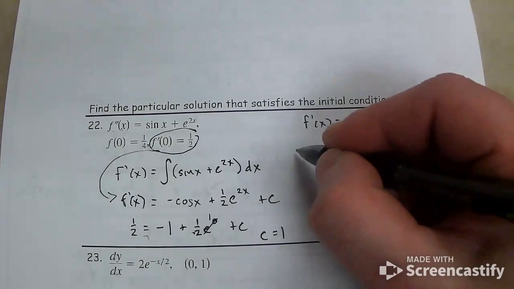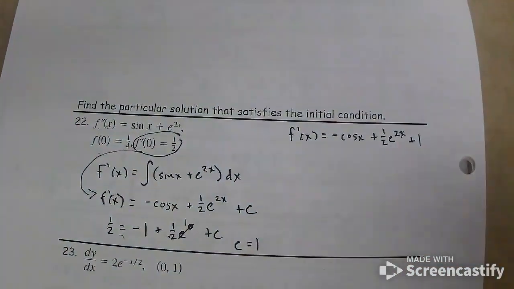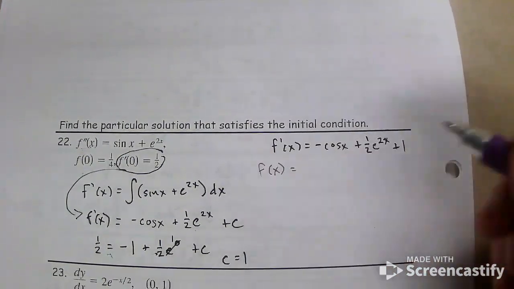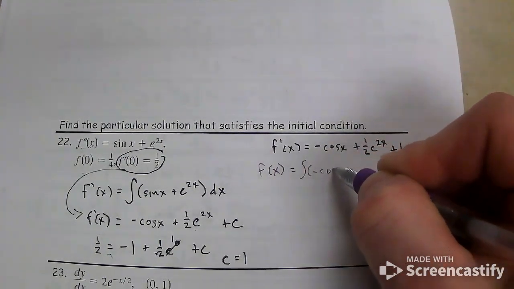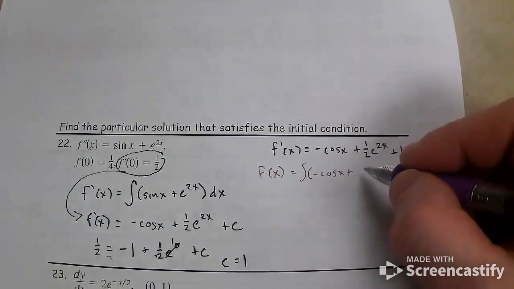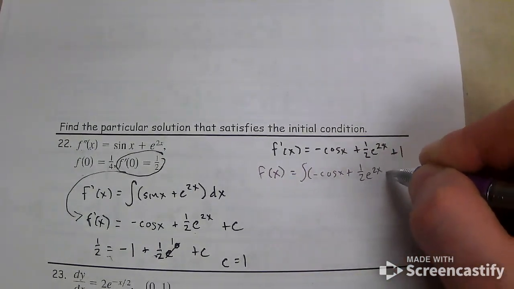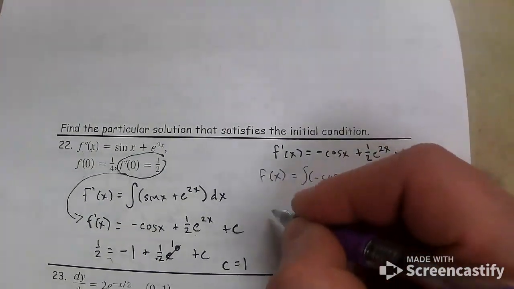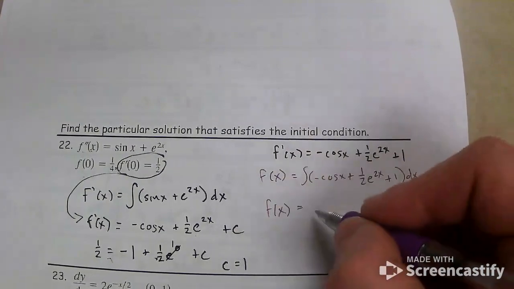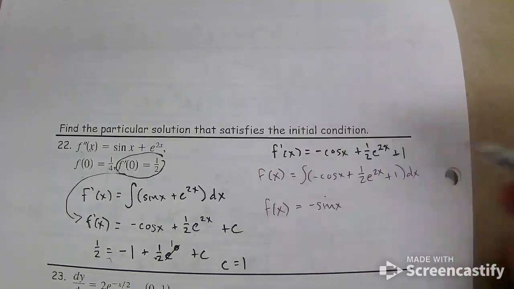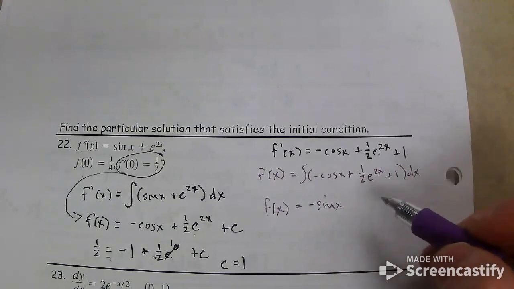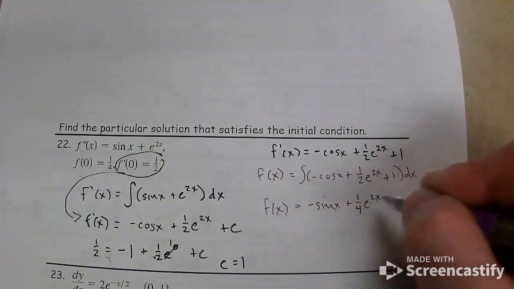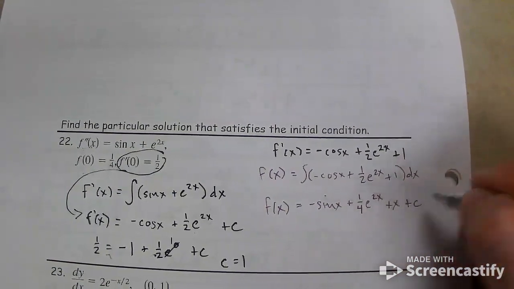And so now if we want to find the original function, we can go ahead and take the integral of this right side. That's going to end up becoming negative sine x. This is going to need another scalar of 1/2, so this is going to be plus 1/4 e to the 2x plus x plus c.